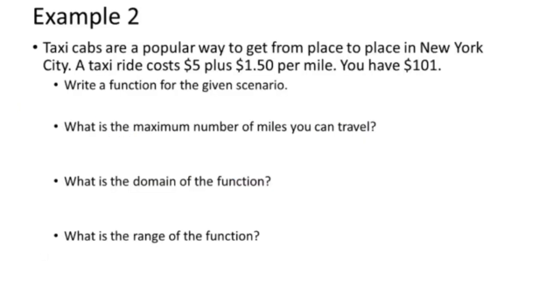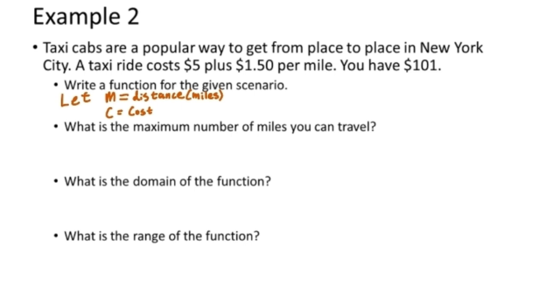Taxicabs are a popular way to get from place to place in New York City. A taxi ride costs $5 plus an additional $1.50 per mile. You only have $101. First, we're going to write a function for the given scenario. We're going to let m be the distance that we travel in the cab measured in miles, and we're going to let c be the cost.